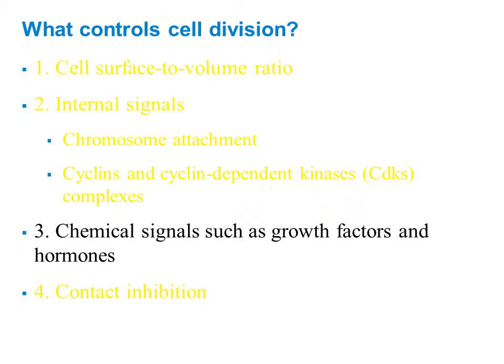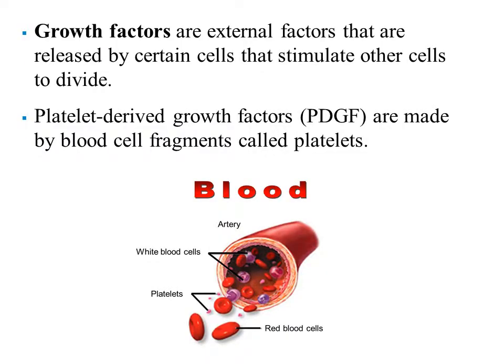The third thing that pushes the cell through cellular division is chemicals. Chemicals such as hormones or growth factors. Growth factors are external factors that are released by certain cells that stimulate other cells to divide. The classical example is getting cut.